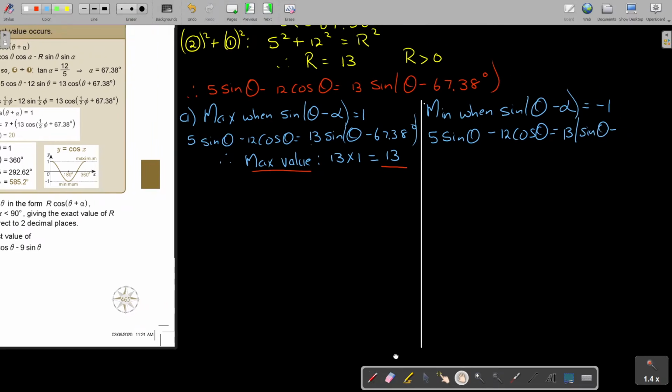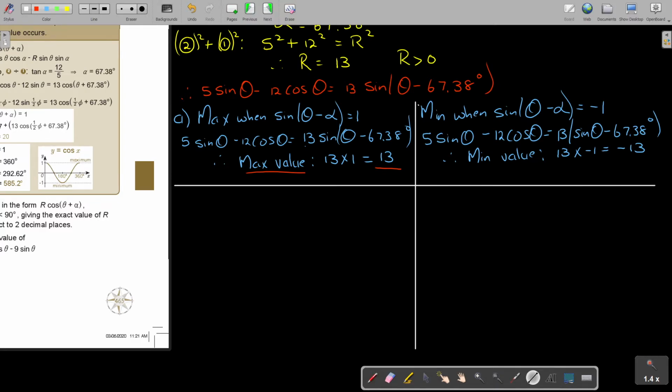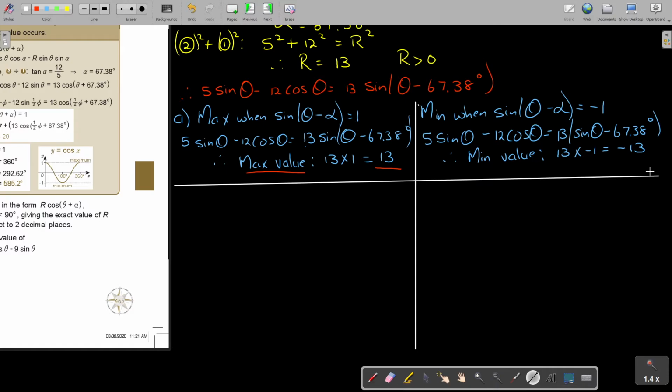So therefore, the min value is now just going to be that 13, and remember that is multiplying negative 1, and that's going to be negative 13. Okay, so that was number A. I want to go to number B.